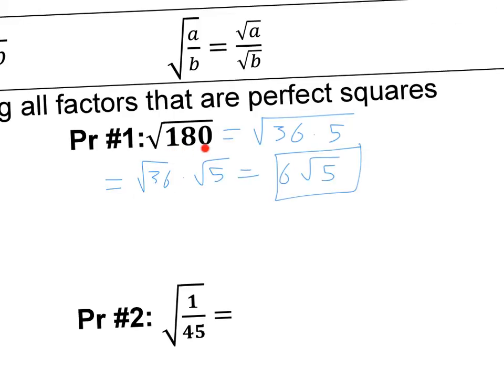Okay, the biggest perfect square I could think of that goes into 180 is 36. So I made this 36 times 5 because that equals 180, which means I could break it into two separate square roots, which means the square root of 36 is 6, and all that's left is the square root of 5, and that can't be simplified. Now, from this step to this step is kind of redundant. I'm just trying to get you to see why you can pull a 6 out of the square root. If you can see it, you can go straight from here to here. I want you to see why.